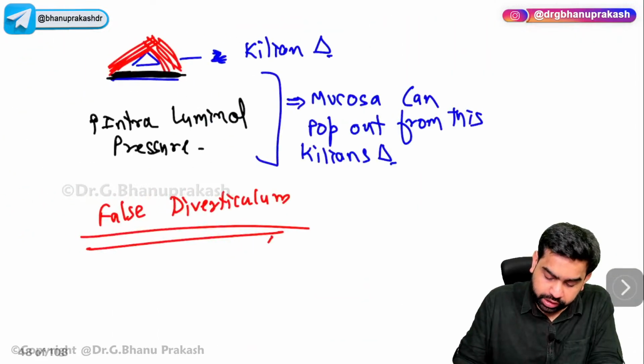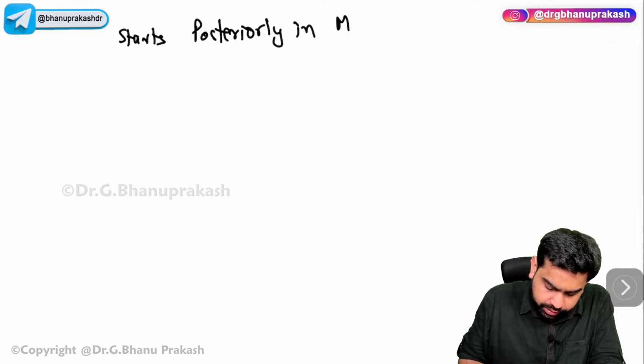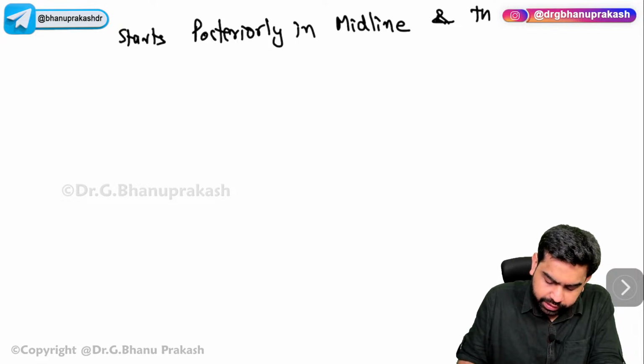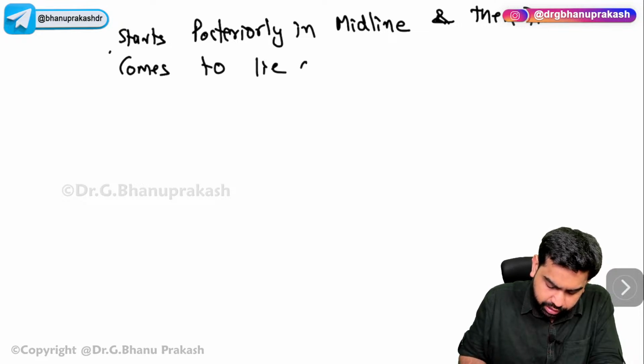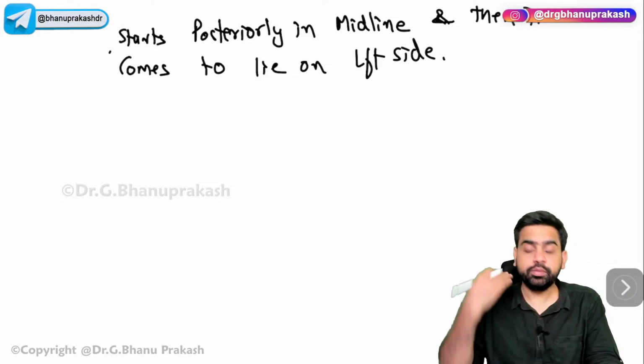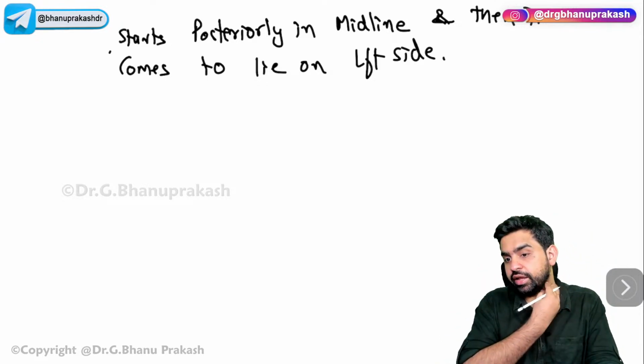Now what you need to understand is that this Zenker's diverticulum starts posteriorly in the midline, but ultimately it comes to lie on the left side.